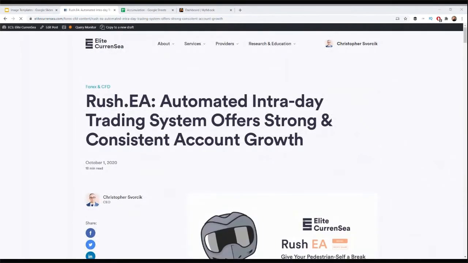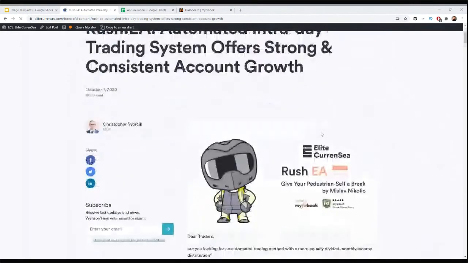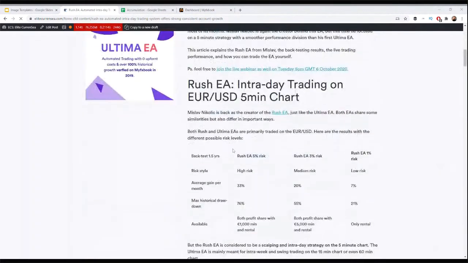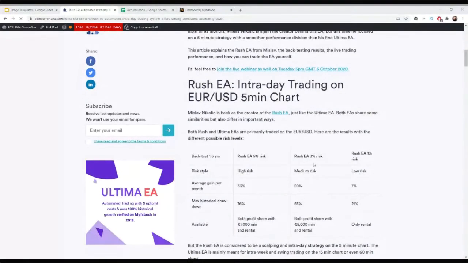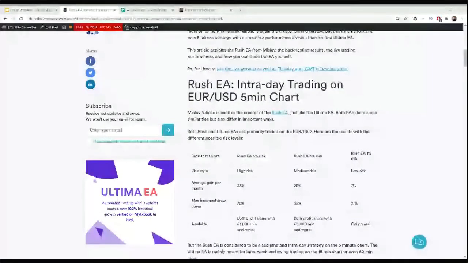And this is interesting because it compares some of the aspects within Rush EA, but also Rush EA and Ultima EA, because some of you might be wondering, okay, which one is for me? Which one do I like? I personally think that there's nothing wrong with diversifying, and that's what I did at least. I put some capital on Ultima EA, some on Rush EA. It's close to 50-50. I mean, that depends also on your risk appetite and how patient you are.